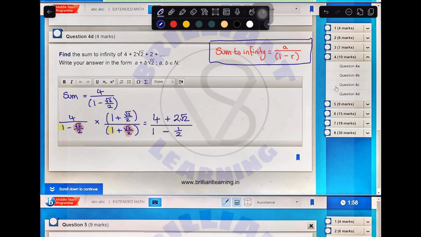Okay, so let's further simplify this. We've got 4 plus 2 root 2 divided by a half. Okay, so let's work that out. That is going to leave us with 8 plus 4 root 2 over 1, which we don't need to write. So the answer is 8 plus 4 root 2, which is in the form that it's asking for.